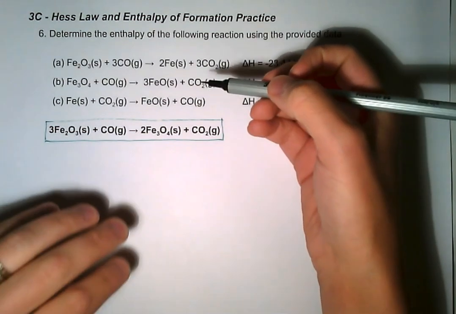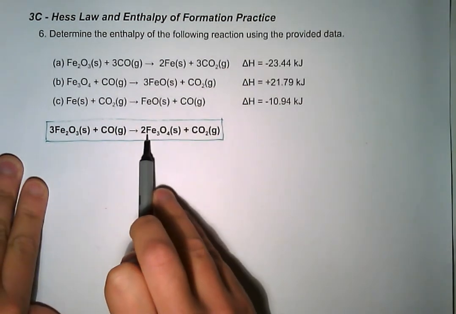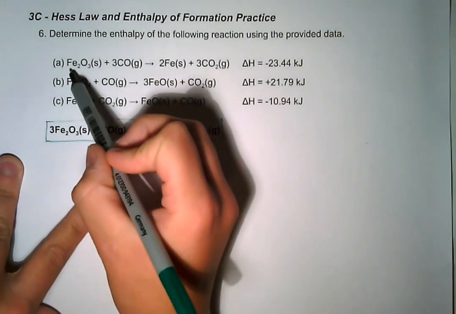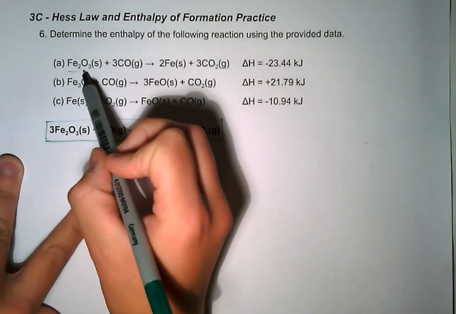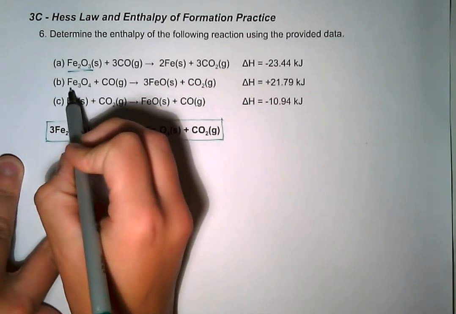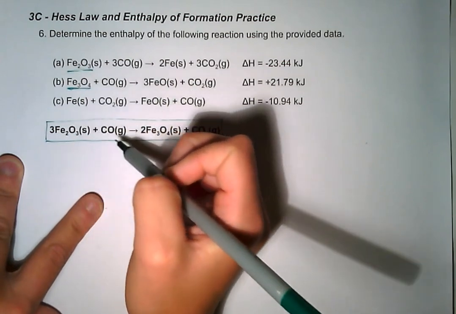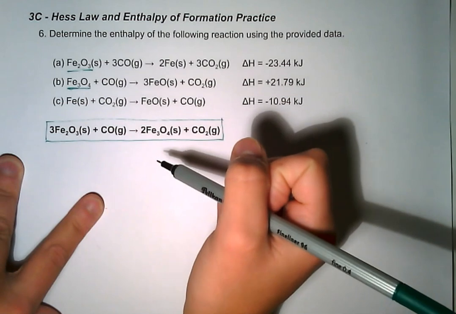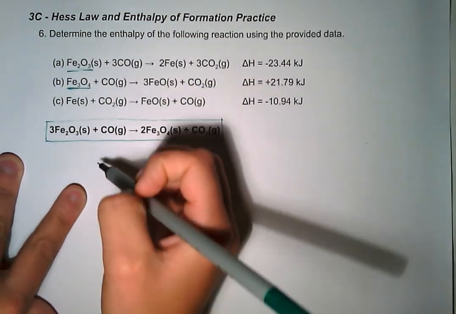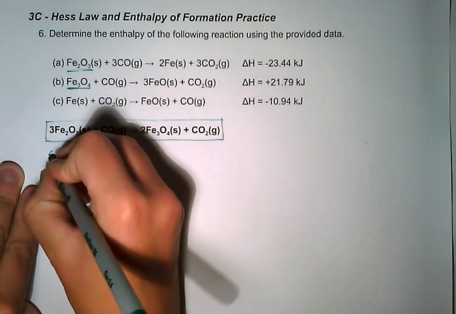So, looking at this, in my target equation, I have both Fe2O3 and Fe3O4. So I'm going to find these in my equations first. I see that Fe2O3 is in reaction A, and it's already on the correct side of the equation. But Fe3O4 in reaction B is not on the correct side of the equation. So I'm going to manipulate these two equations so that I get those two things on the correct side. So let's start there. It doesn't really matter which one you start with. I'm going to start with A because A, B, C, but you can do B first. So let's start with A.